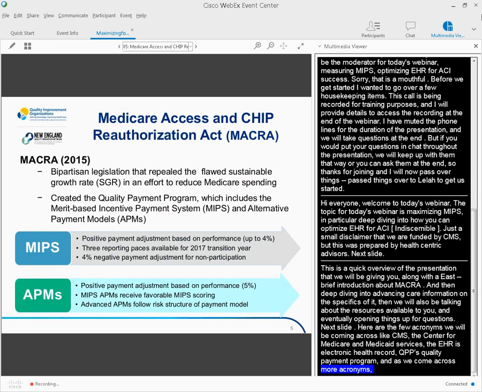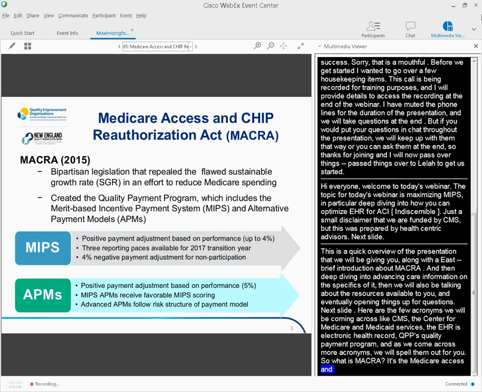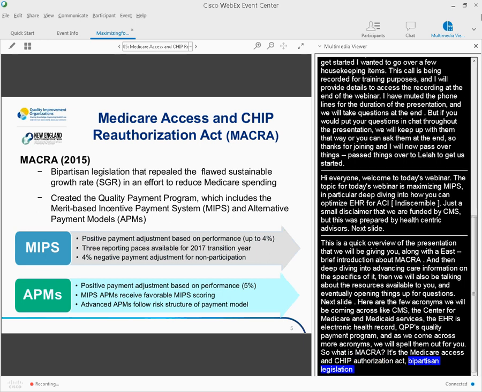So what is MACRA? MACRA is the Medicare Access and CHIP Reauthorization Act. It was enacted in April 2015. It's a bipartisan legislation that repeals the flawed sustainable growth rate formula in an effort to reduce Medicare spending. MACRA created the Quality Payment Program, which included two payment tracks. One is MIPS, that's Merit-Based Incentive Payment System, and the other is Alternative Payment Models.